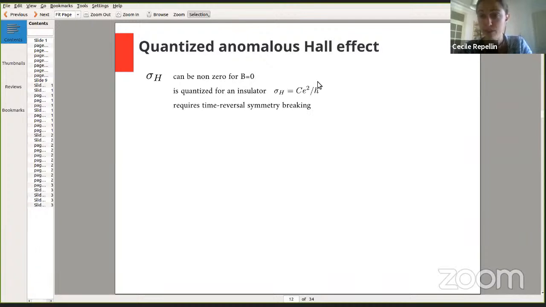And if you have an insulator, this Hall conductance actually has to be quantized. It will be quantized to an integer C, called the Chern number, times the quantum of conductance e squared over h. And this is what we call the quantized anomalous Hall effect. Anomalous because it doesn't require a magnetic field. What it requires, though, is to break time reversal symmetry, because sigma H is odd under time reversal symmetry. Not breaking the symmetry means that sigma H has to be zero.